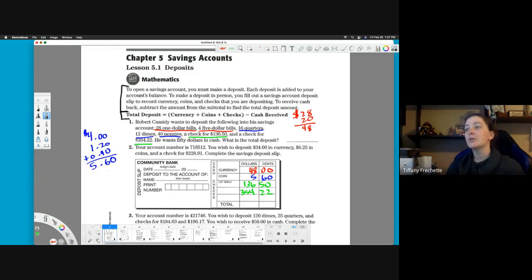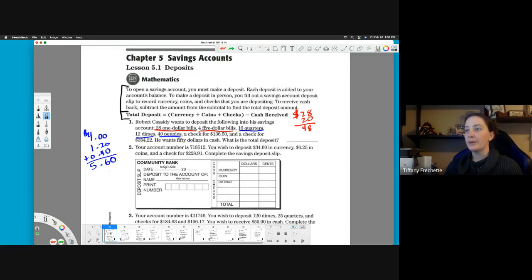So in order to get the total, I'm going to total this up, and then I'm going to take away the $50 that he wants back. Okay. Again, you are not filling those numbers in here. So hopefully we don't see that, because this is for problem number 2. I was just showing you what it looks like when we write it on a deposit slip.